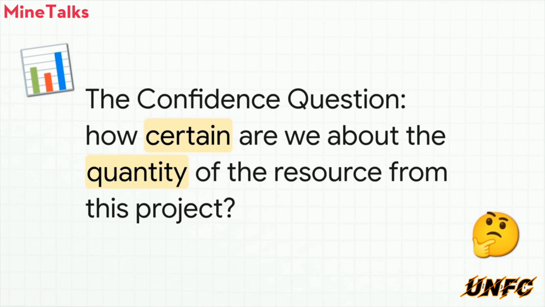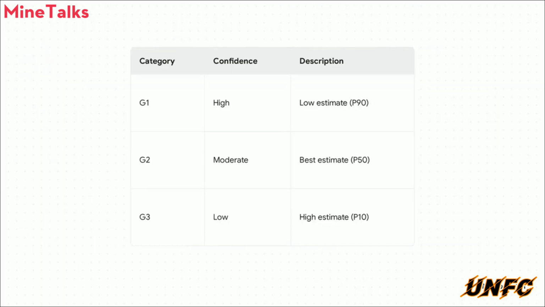Are our estimates based on solid data, or are they more of an educated guess? This scale is all about probability. G1 is your high confidence number. That P90 basically means there's a 90% chance you'll get at least this much. It's the number you can take to the bank.